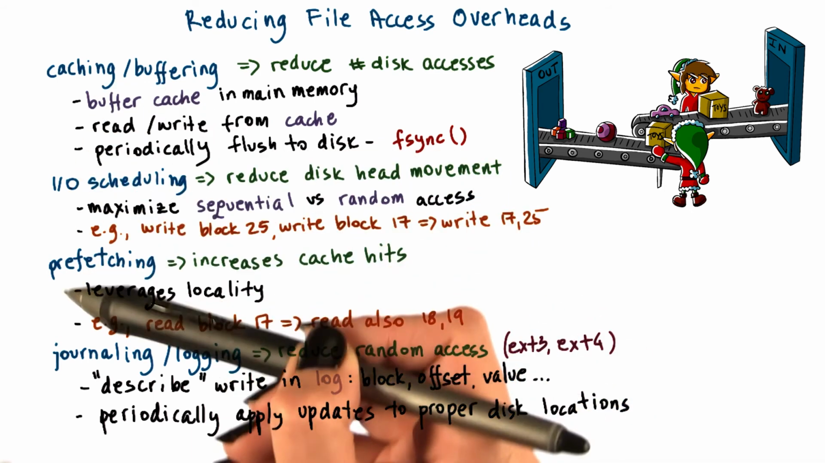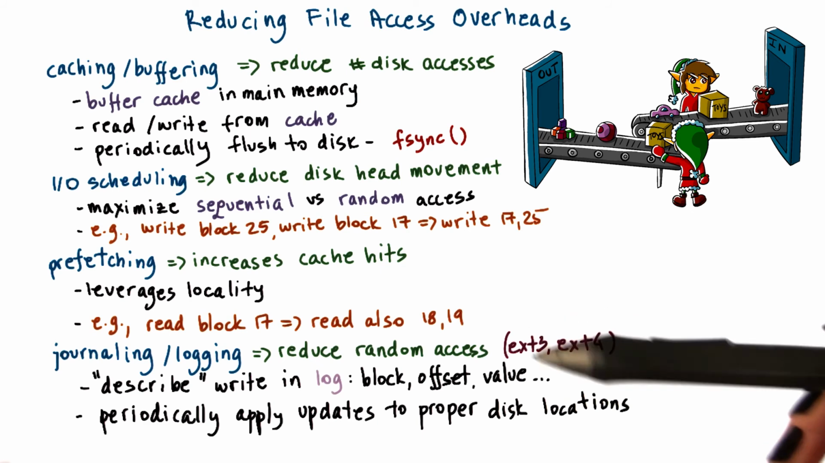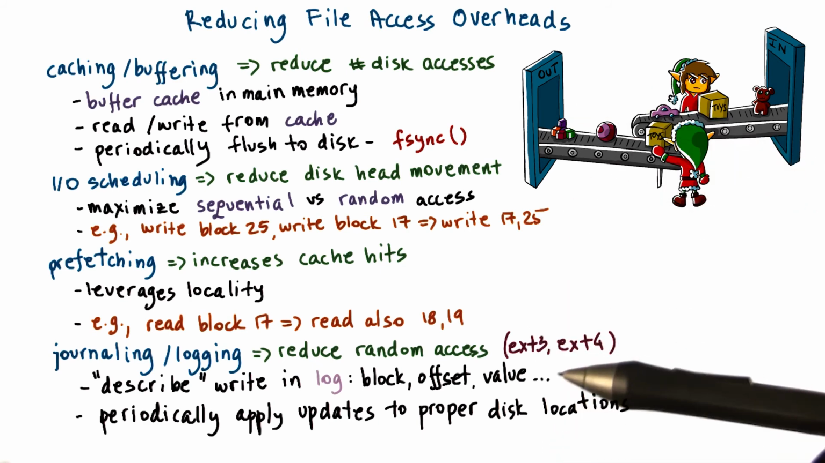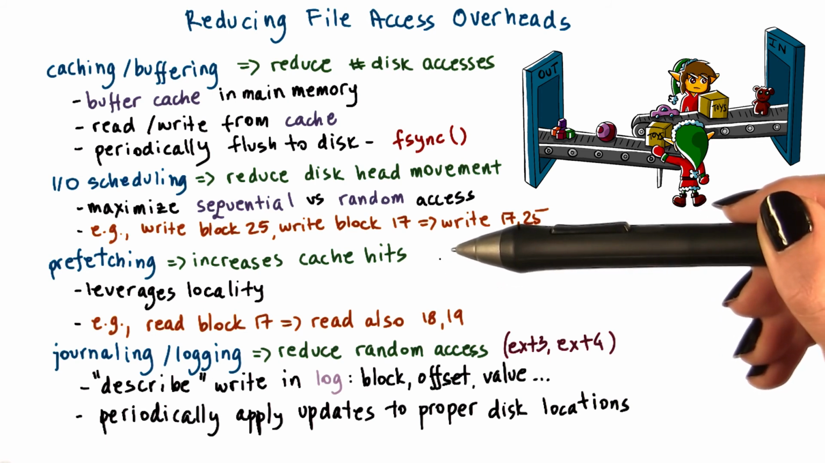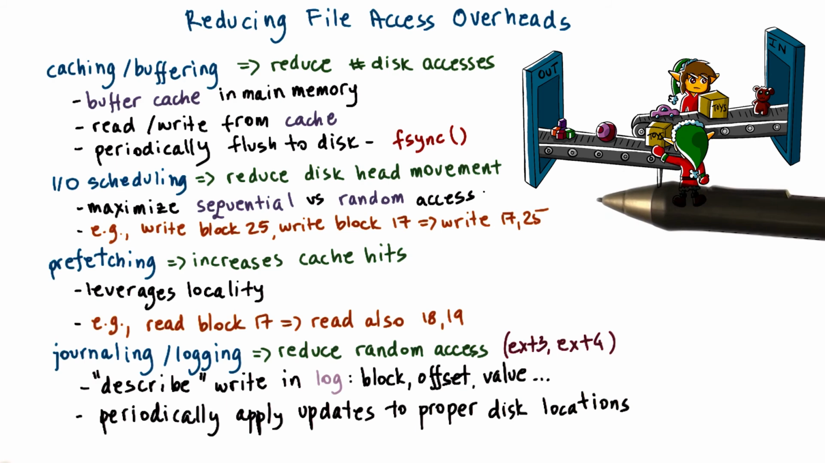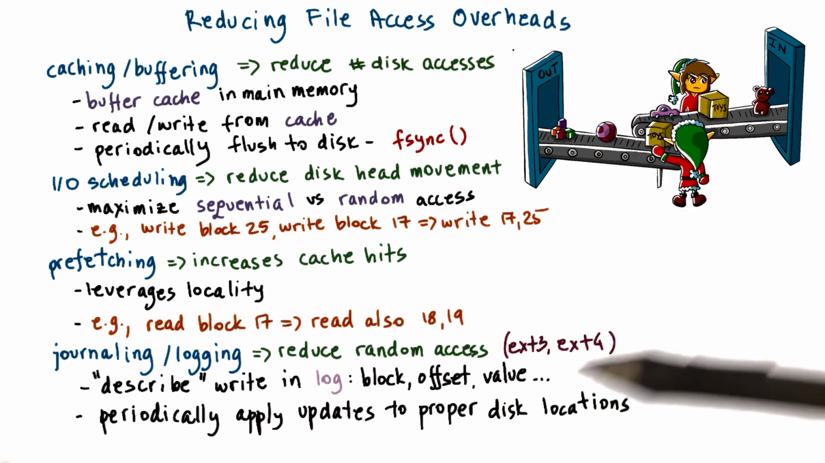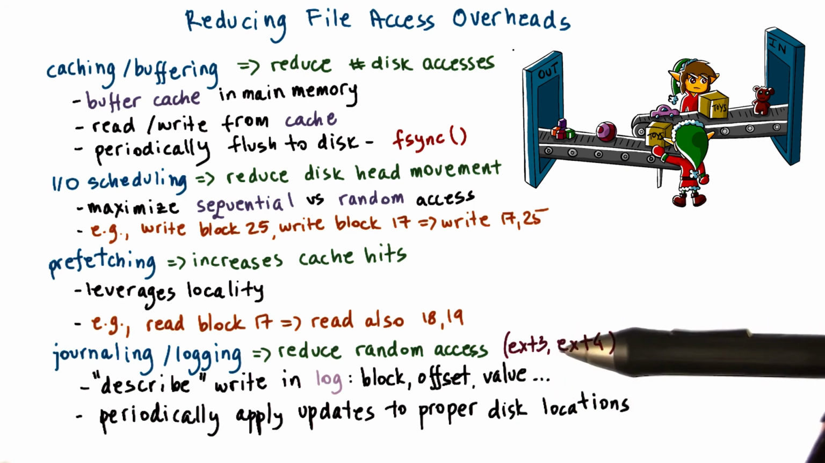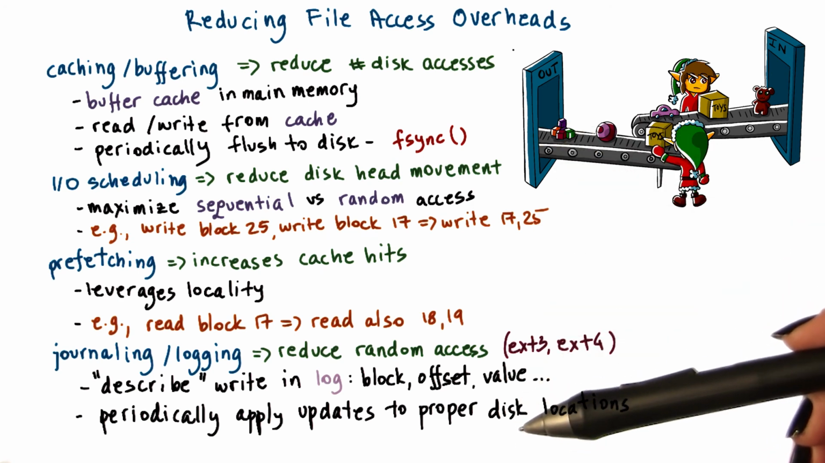So if we look at these four techniques in summary, every single one of them contributes to reducing the file system overheads and latencies. This is done by increasing the likelihood of accessing data from memory, by not having to wait on slow disk head movements, by reducing the overall number of accesses to disk, and definitely the number of random accesses to disk. These techniques are commonly used in current file system solutions.